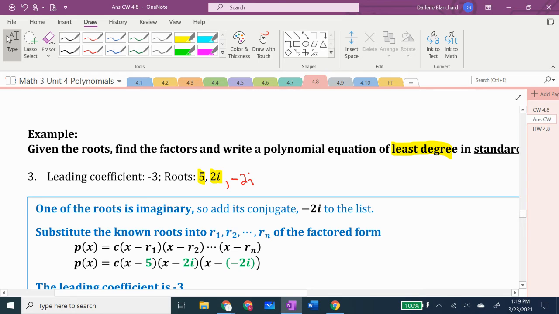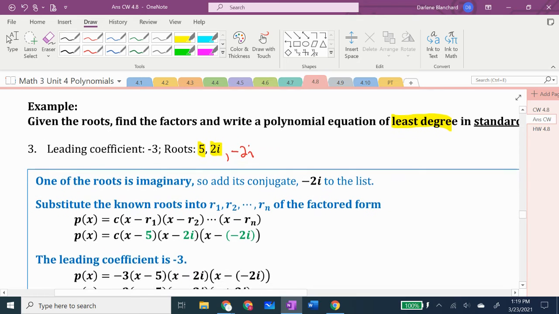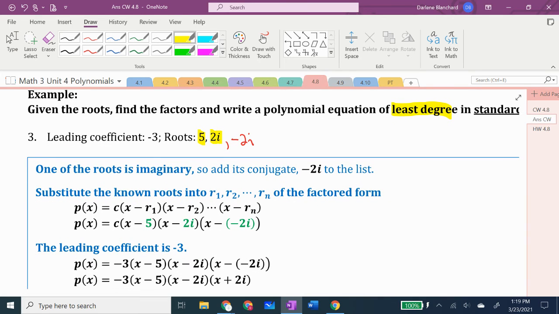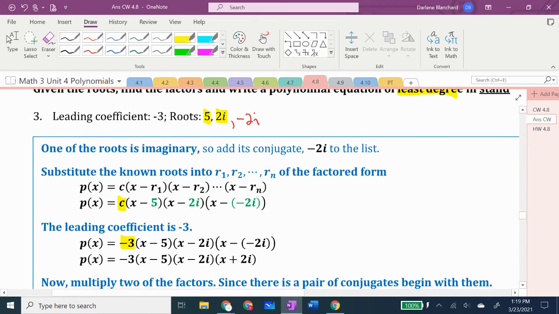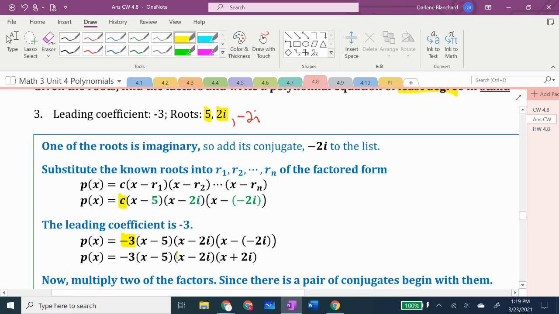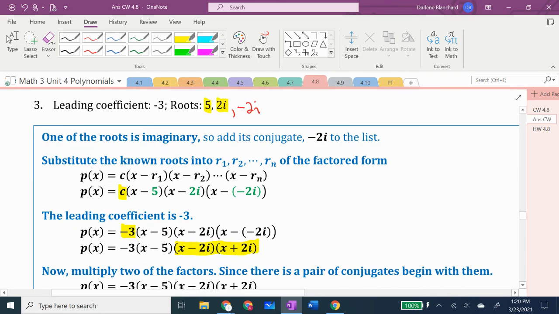Now we were told that the leading coefficient was negative 3, so I've brought that in front here. And I highly recommend that the first thing you multiply together is your pair of conjugates. They nicely simplify. You want to start there.